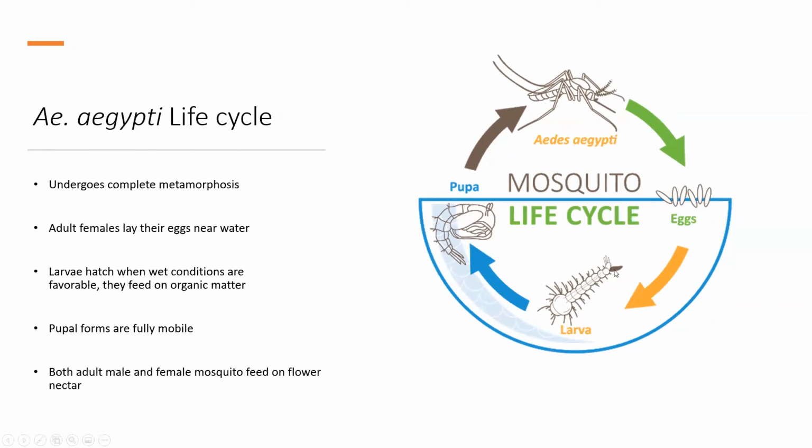Another thing I forgot to mention is that they have this anal tube called a siphon, which they use to breathe. And another fact, for those of you that missed the Kahoot quiz, I asked, can both male and female mosquitoes feed on flower nectar? And the answer is yes.